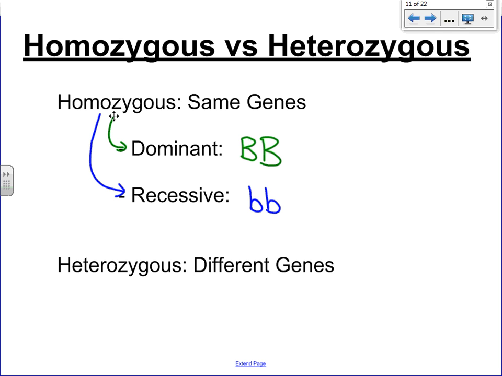Your last option is to be heterozygous, and that means that the letters are different. In that case, you would be big B, little b. So whenever we say homozygous dominant, we're referring to big letter, same letter, dominant letter. Whenever we say homozygous recessive, we're referring to little letter, same letter, recessive letter. And if we ever use the term heterozygous, that means we're referring to different letters, so the big letter and the little letter together.